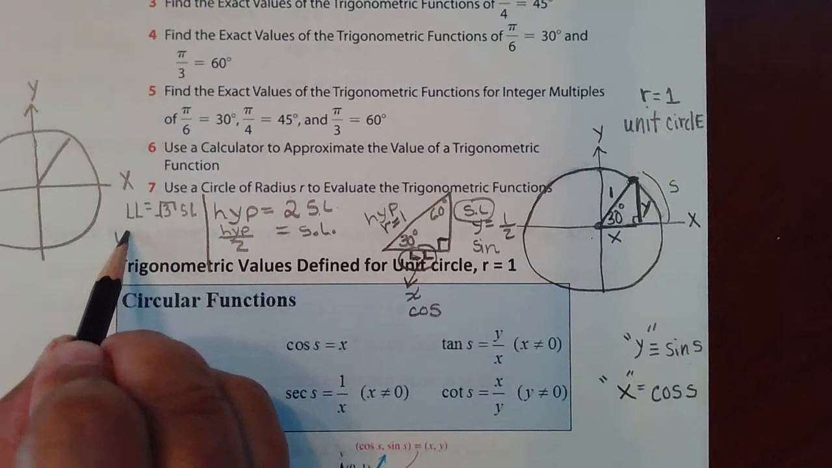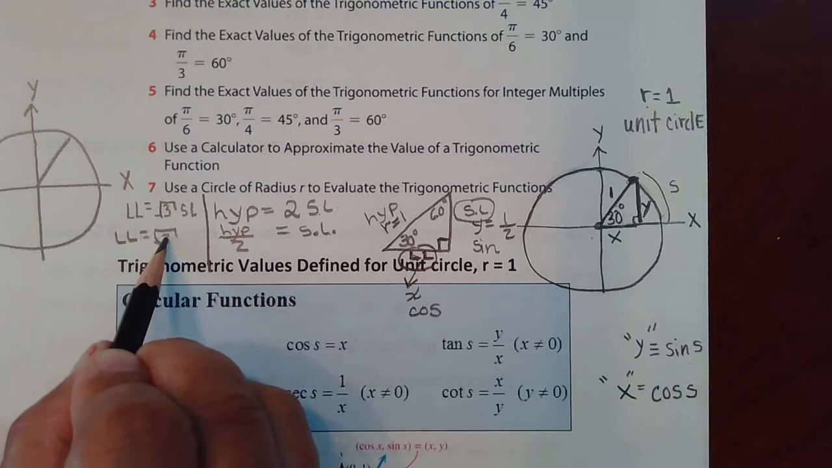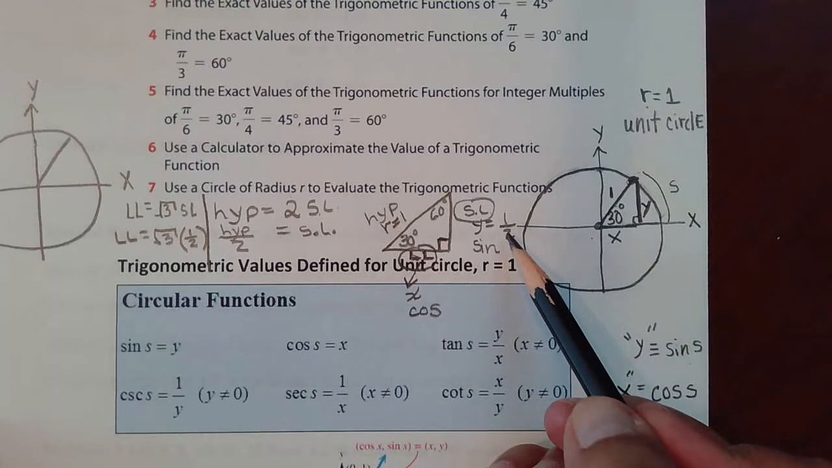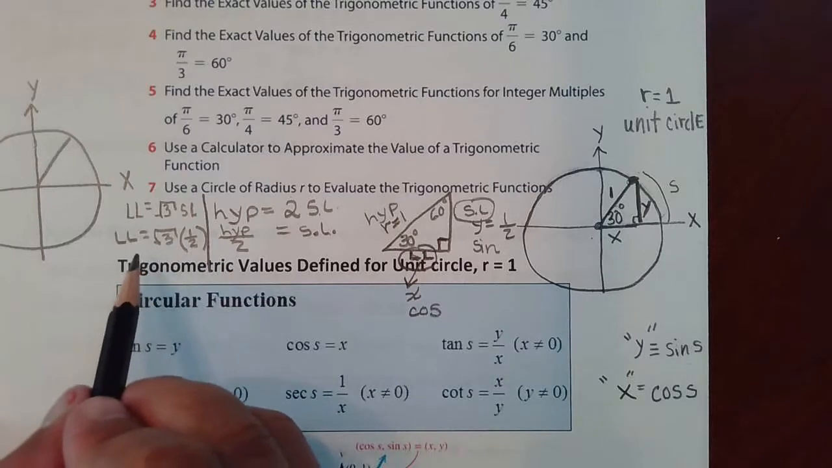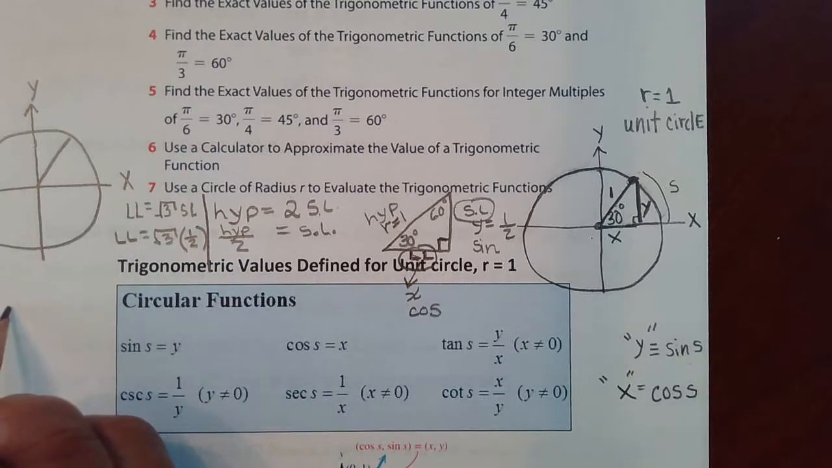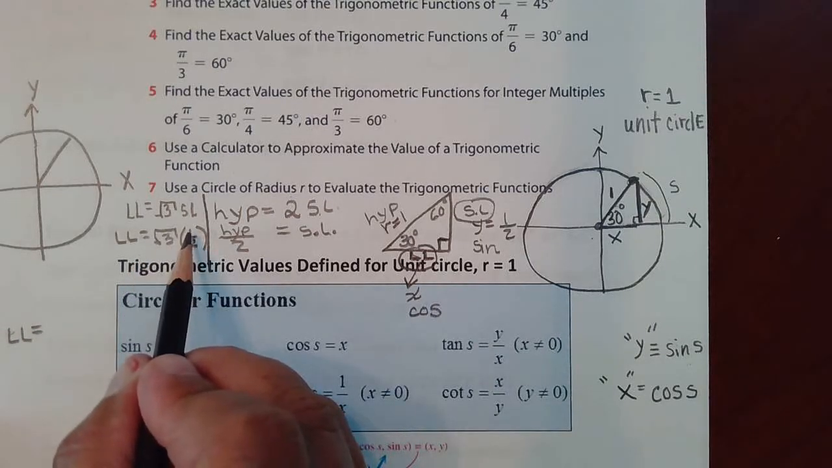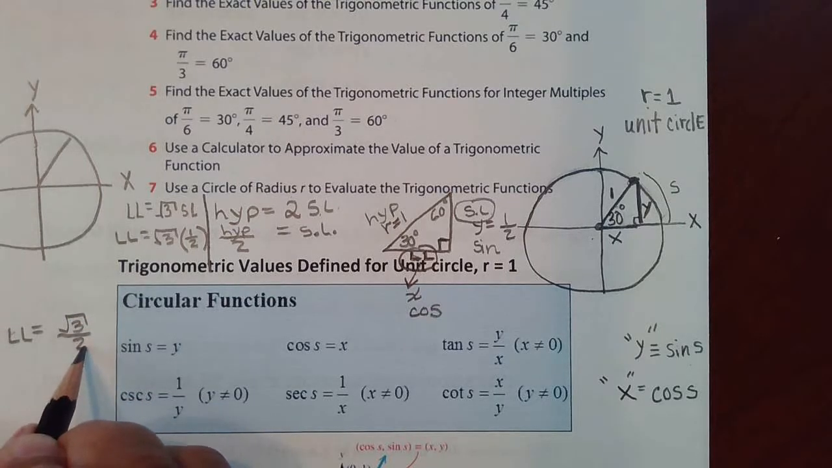So in this particular case, the long leg is square root of 3 times the short leg. Our short leg turned out to be 1/2 because the short leg has to be half of whatever the hypotenuse is. So if you want to write the long leg like this, I'll put it down here: square root of 3 times 1 over 2. So that's your long leg, always in a 30, 60, 90.